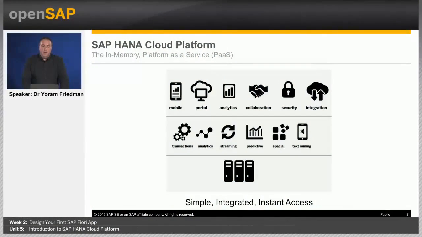HANA Cloud Platform is SAP's in-memory platform as a service, or PaaS. You probably heard about application as a service, software as a service. We're going to hear a lot about Fiori as a service. But platform as a service is a cloud offering that enables you to build, run, and manage different types of online applications. So it's not about one solution.